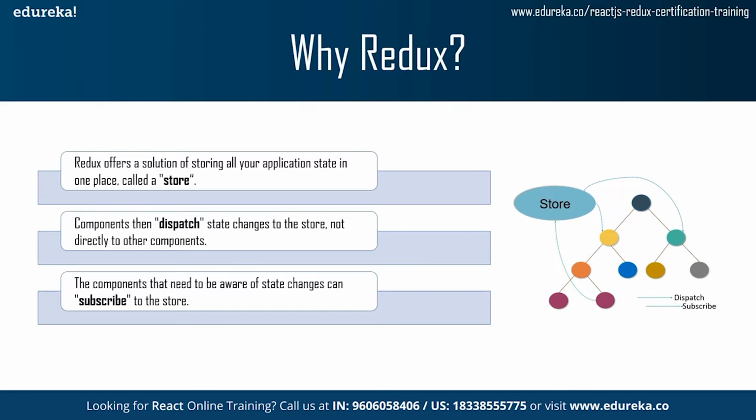So we can sum up into the points as: Redux offers a solution of storing all your application state in one place called a store. Components then dispatch state changes to the store, not directly to other components, and then the components that need to be aware of state changes can subscribe to the store. Redux helps you manage global state, that is actually the state that is needed across many parts of your application.